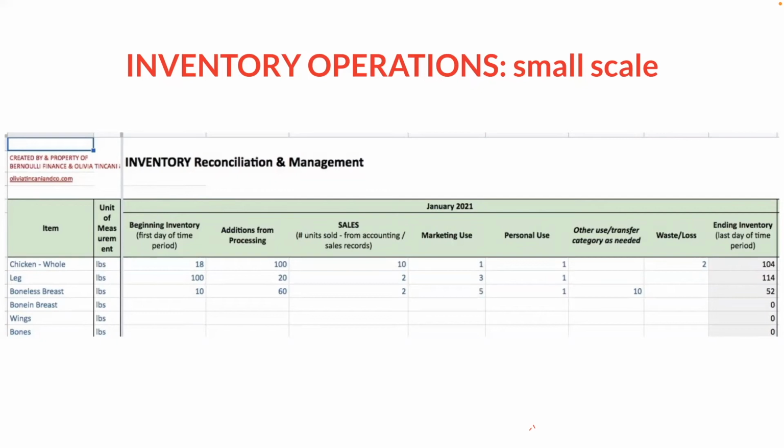We've got our beginning inventory. We have our cuts on the left, our beginning inventory count, what has come in from processing, what has gone out from sales, what has gone out for marketing, out for personal use, any other category like, I don't know, on-farm dinners or something that you might want to track differently, waste and loss. And then you have a formula that calculates your ending inventory. So I just wanted to give you guys that visual.